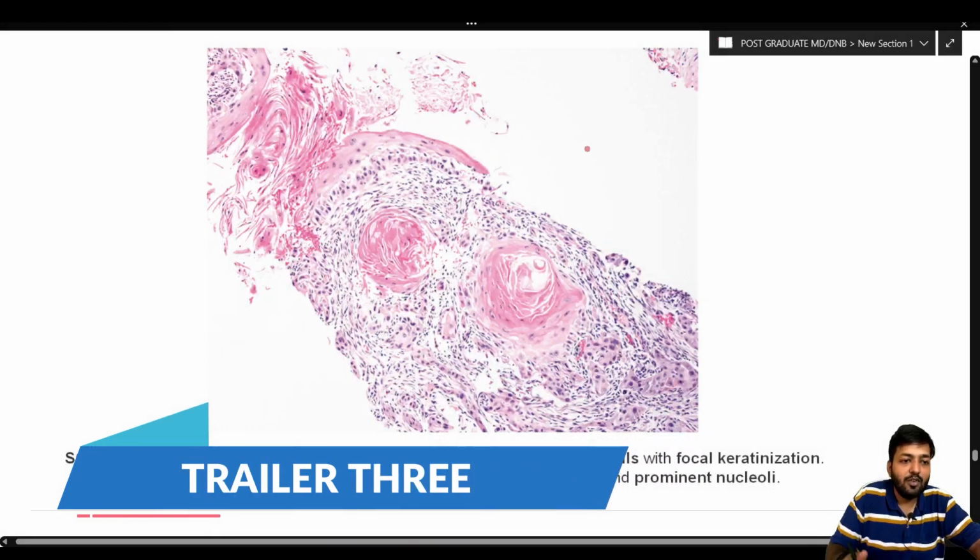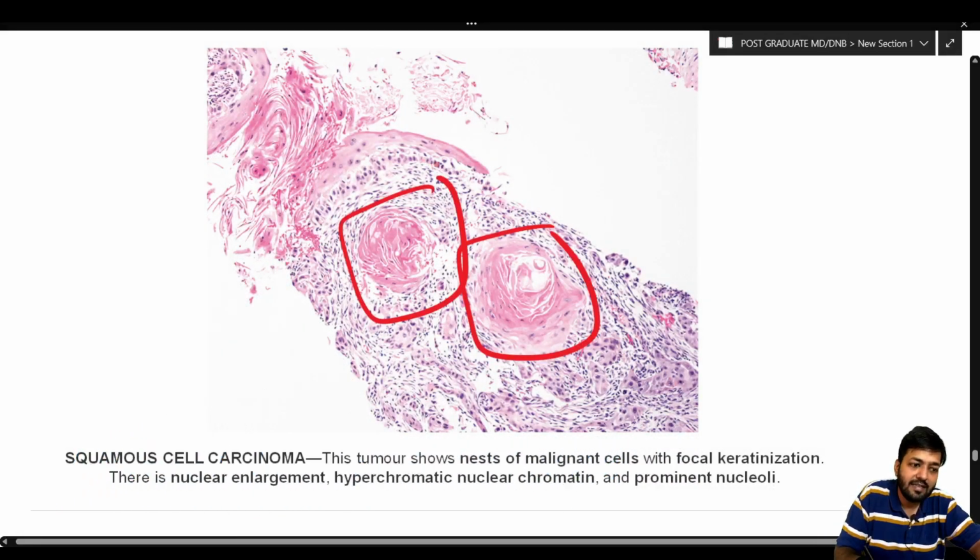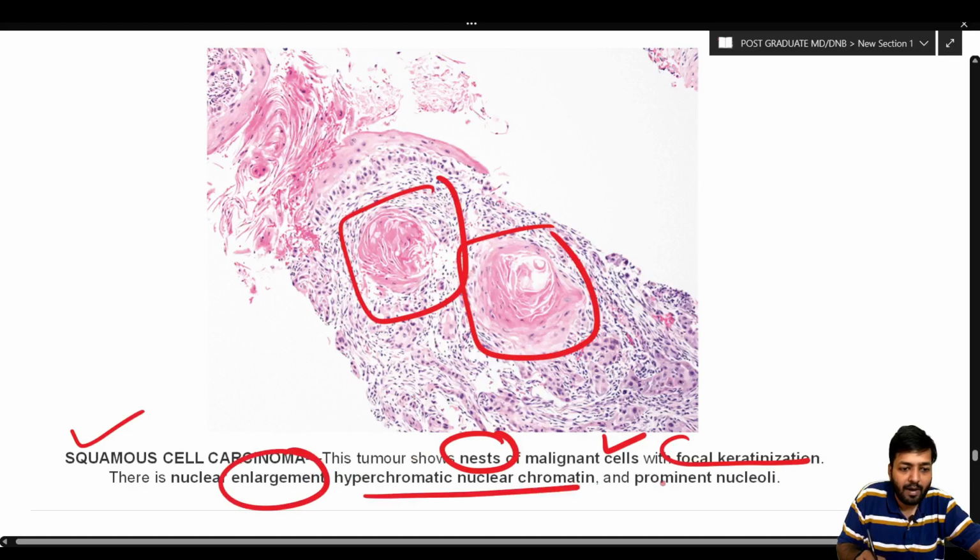Now over here, as you can clearly see, the keratin pearls. So you can classically see the keratin pearls. So this you can straightaway write as squamous cell carcinoma. The tumor is showing nests of malignant cells with focal keratinization. There is nuclear enlargement, hyperchromatic nuclear chromatin as we can see, and prominent nucleoli.